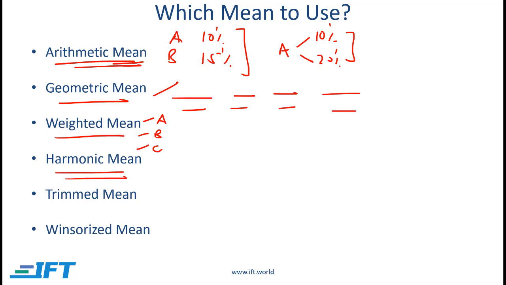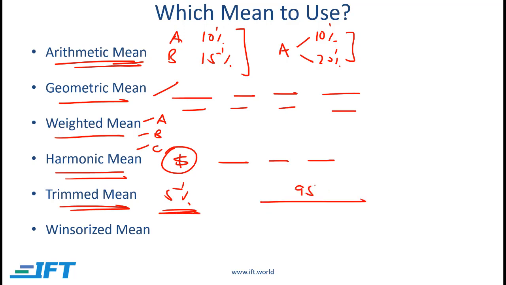With harmonic mean, the classic application is with cost averaging. This is where we are using the same amount of money to buy a stock every period, and we want to calculate our average purchase price. A trimmed mean is used to deal with outliers. So with a 5% trimmed mean, we use 95% of the values in the middle and we ignore the top 2.5% and the bottom 2.5%.